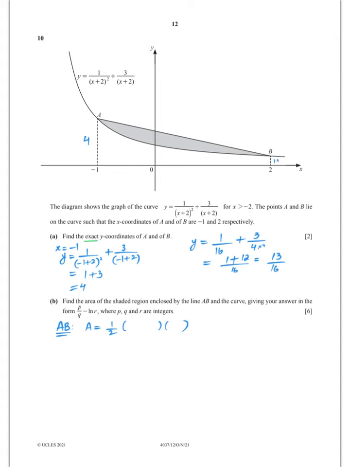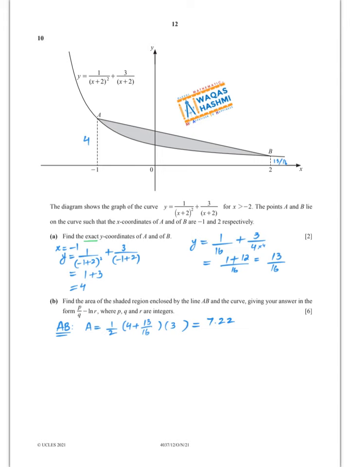It's 13 over 16. So that means the sum of parallel sides is 4 plus 13 over 16. And the value of height is from 2 to negative 1. That means the difference is 3. Simplify and you will get the area of the trapezium, that is equal to 7.22.